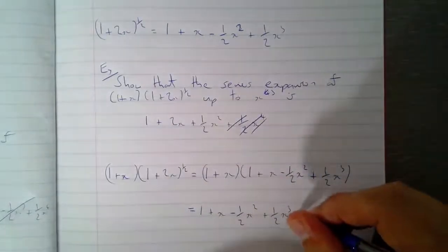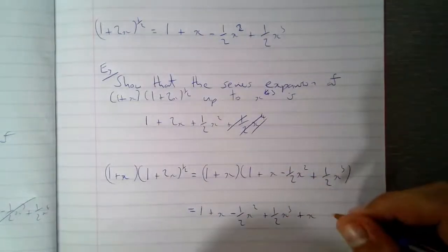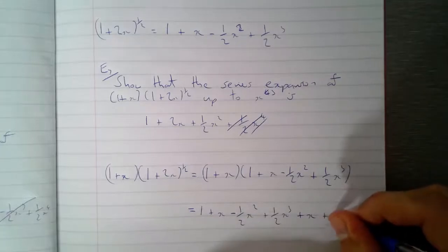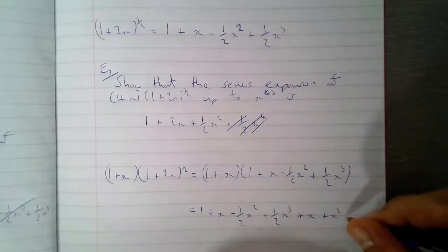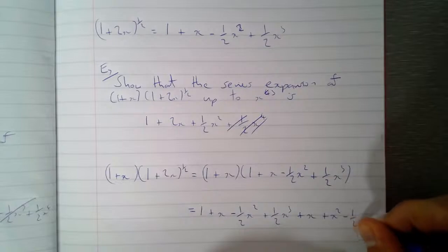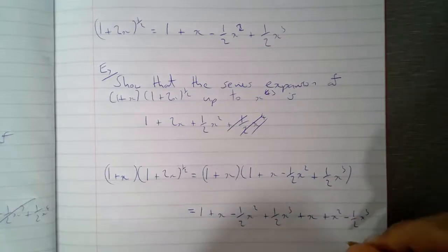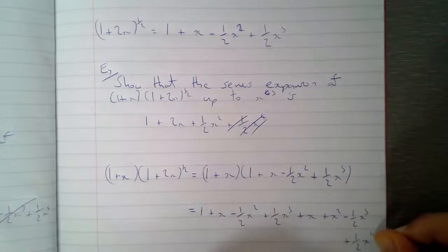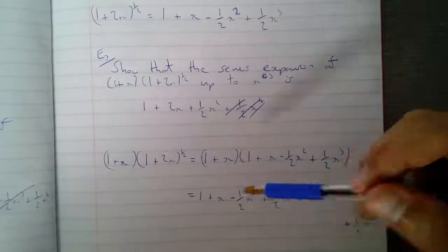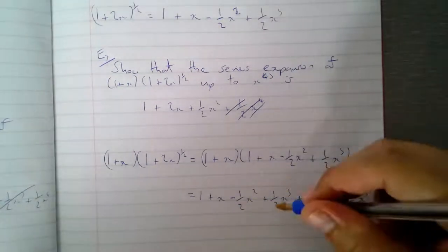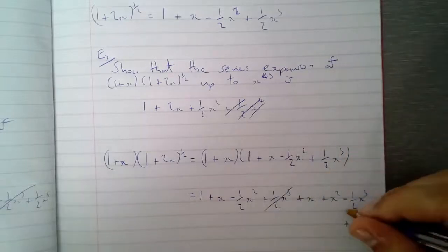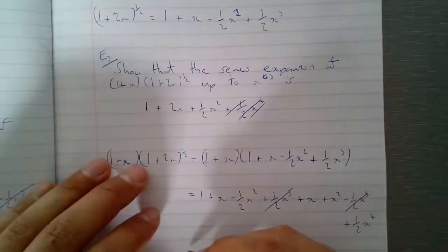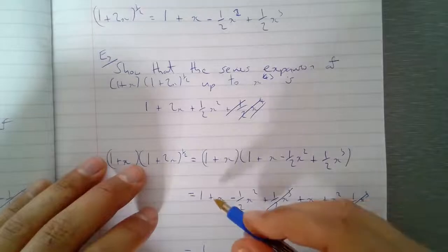So that gives me plus x squared, take away half x cubed, plus half x to the 4. And looking through here, the cubed terms cancel with one another, and I'm left with 1 plus x.